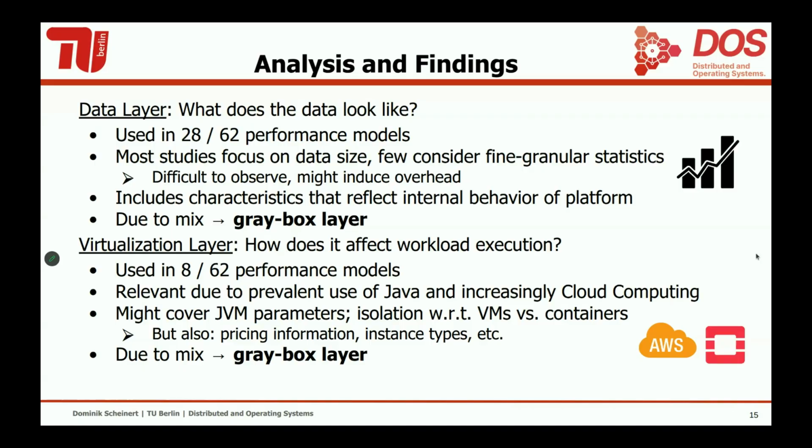So often you see like a linear projection of how it would take more time with more data. And of course, it's also difficult to observe these more fine granular statistics, because it would require some kind of analysis that you have to do in advance, and it might induce more overhead. For instance, if you want to compute certain distributions of keywords in a text that you are processing. So due to this mix, this is considered a gray box layer because, for instance, data size is usually something that can be derived without really looking at the data itself. But if you want to obtain fine granular statistics, you have to do some kind of analysis. So this is considered a gray box layer here.